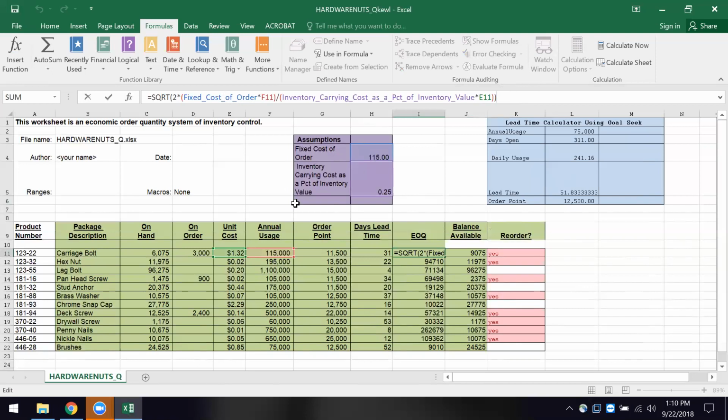We take the fixed cost times F11, which is going to be the fixed cost of the order. Okay, is over here, and then that's times F11, and F11 will be the annual usage, and that's divided by the inventory carrying cost as a percent of inventory. You see it right here, times E11. And that's the unit cost.